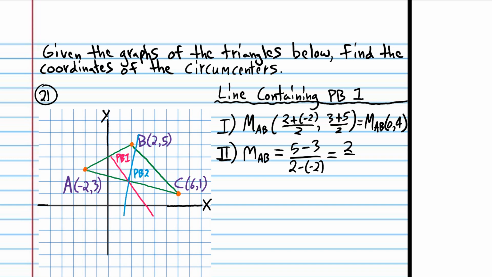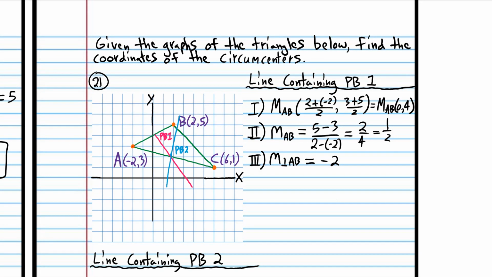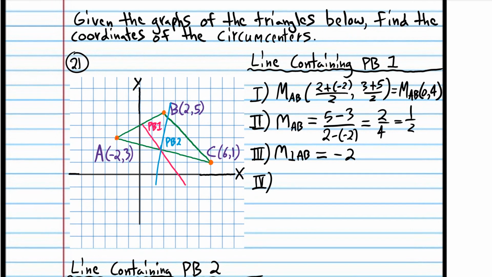And we get 2 over 4, which is 1/2. And now we have to find the slope of the line that's perpendicular to AB, and that's just going to be the opposite reciprocal, so it becomes -2. Opposite reciprocal of that. So now we're ready to write the equation of perpendicular bisector 1 using the midpoint as a point there. We have y minus 4 equals -2 times x minus 0. And there you go.